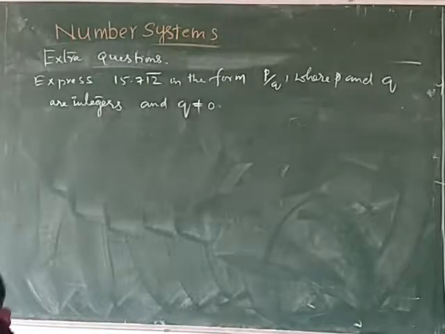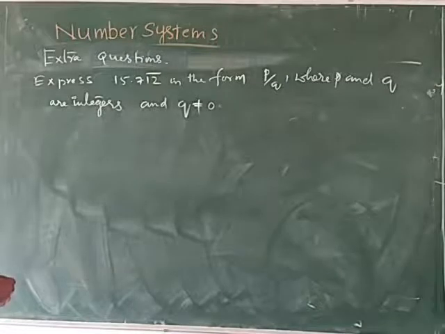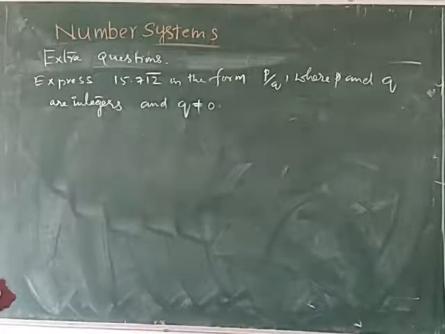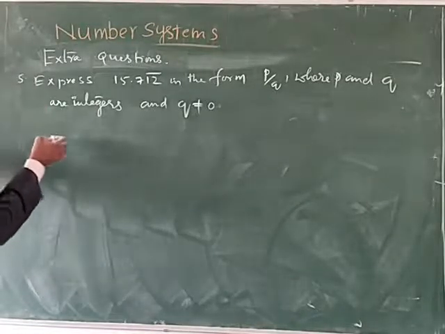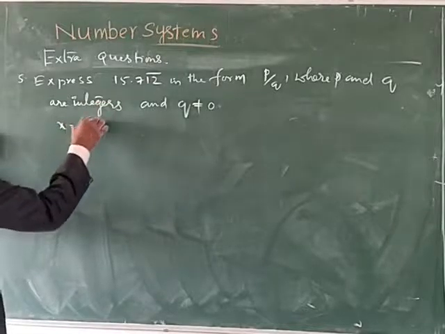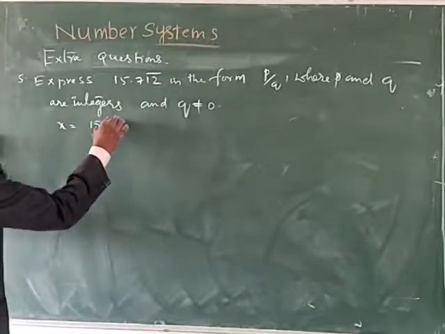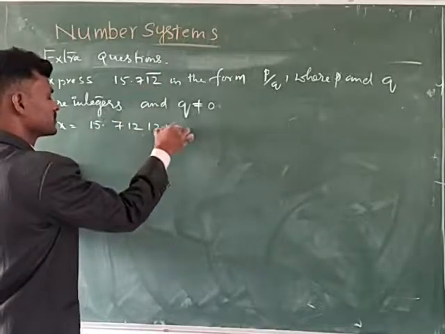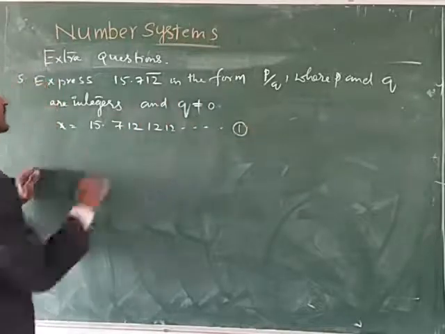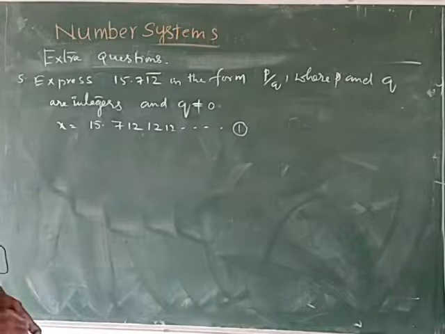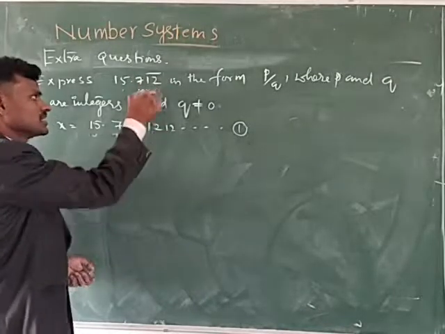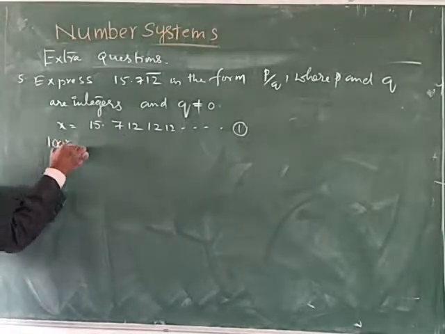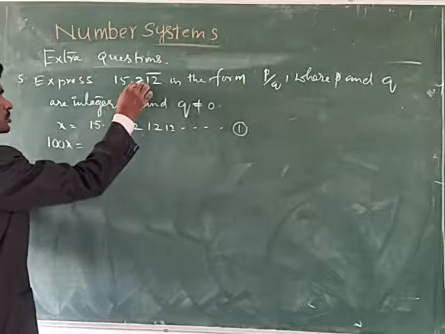Okay, next problem. Express 15.712 in the form of p by q where p and q are integers and q is not equal to 0. See here, this one is I think the fifth problem. First you have to take the given number, which is a rational number, x is equal to 15.712. Here which number is recurring? As given, 1 2. You have to write 1 2 1 2 1 2. This is equation 1. Now how many decimals are under the bar? Here 2 digits are given, means you have to multiply either side with 100. Then here 100x is equal to, 2 decimals also moving to the right side.